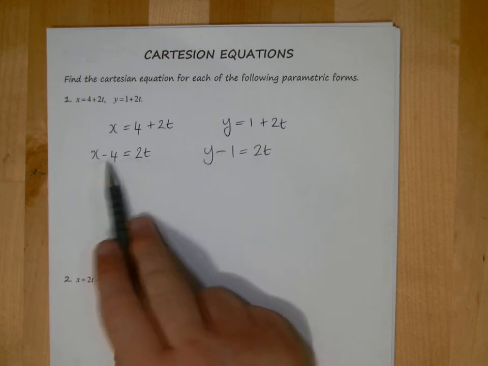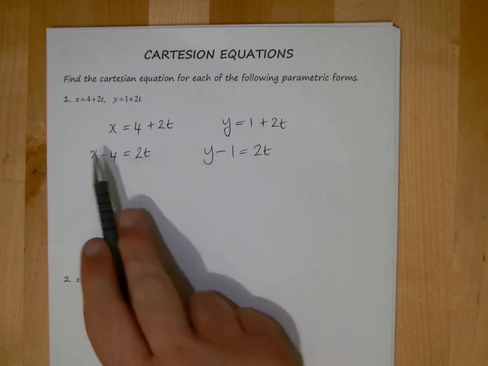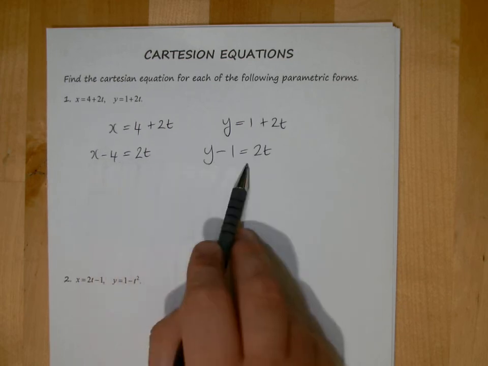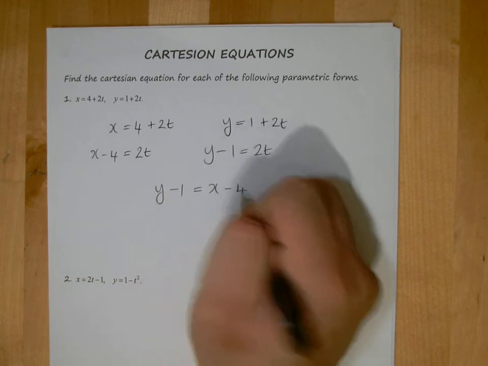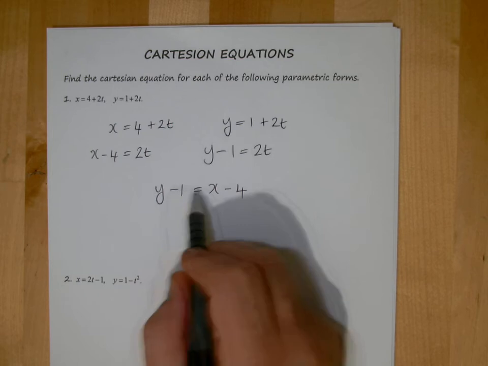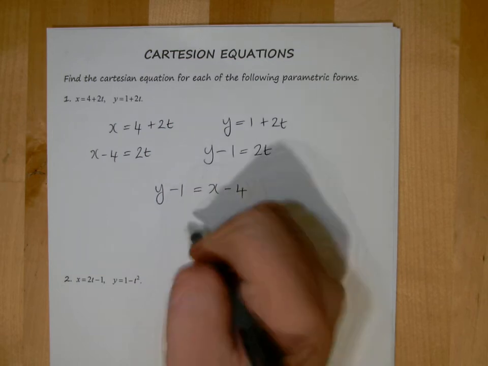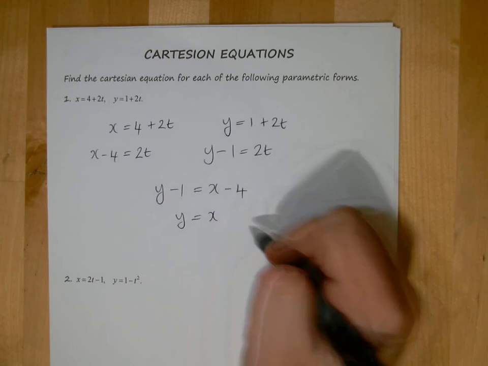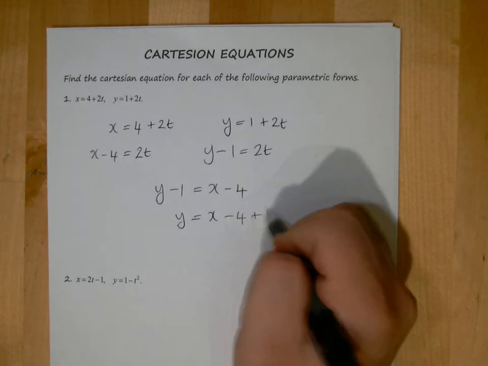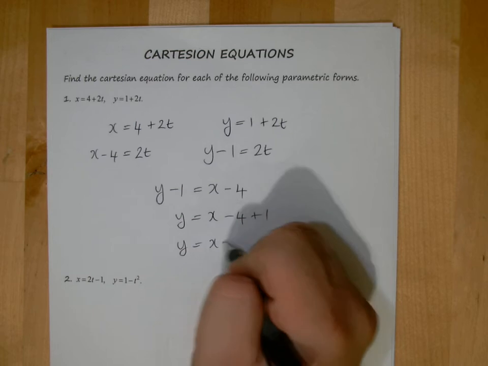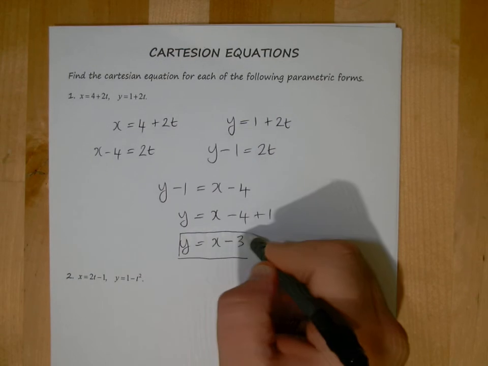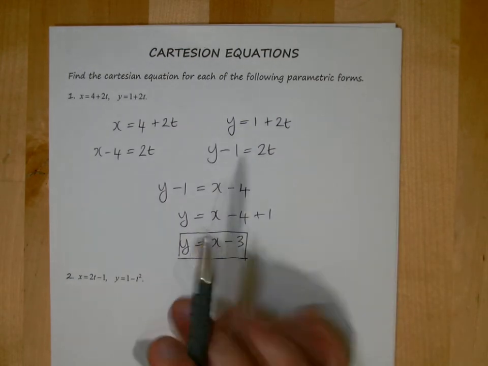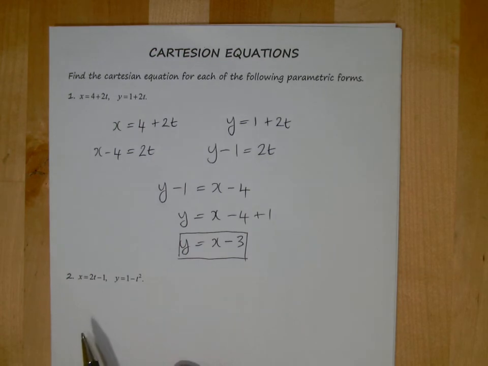Because these are both equal to 2t, I can say now that x minus 4 is equal to y minus 1. In other words, y minus 1 is equal to x minus 4. Then I can tidy this up a little bit. I can take that minus 1 over, so I get y equals x minus 4 and then plus 1. So y will equal x minus 3. There is my Cartesian equation, where I've just got y and x involved and we've eliminated that parameter t.